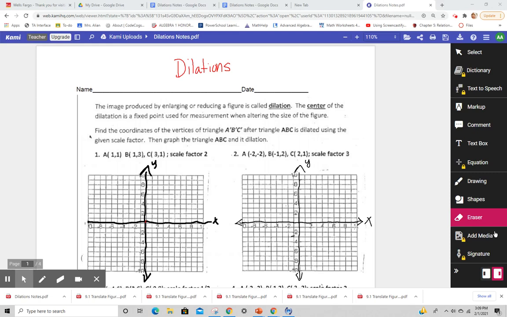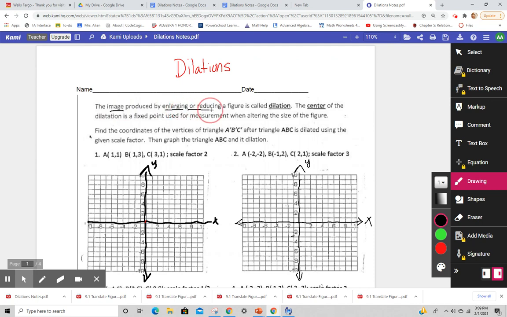Let's begin with the definition of dilation. The image produced by enlarging or reducing a figure is called dilation. So when you take a figure and you change its size, whether you make it larger or smaller, what you're doing is called dilation. You're dilating the figure.